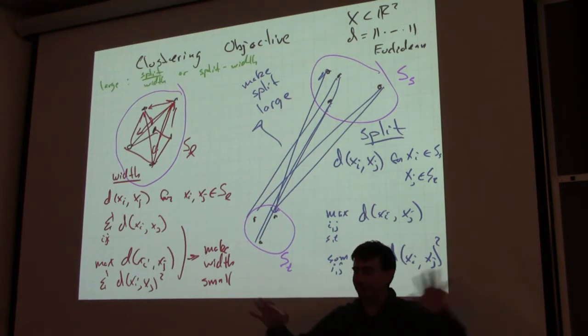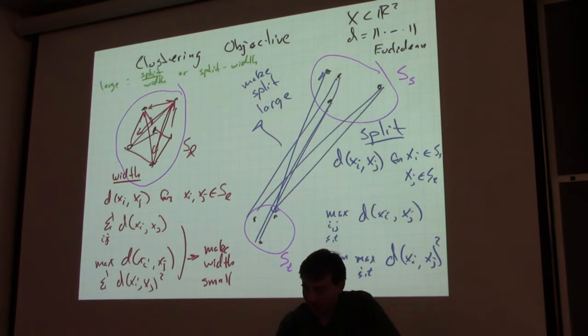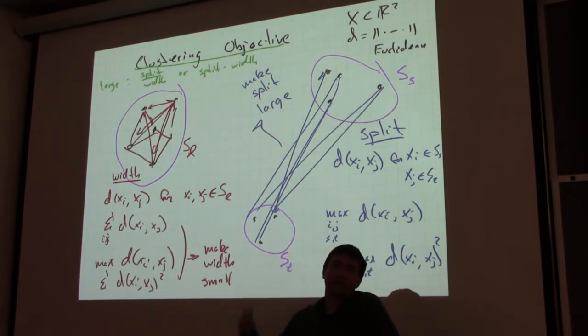Okay, so this is a fairly vague and high-level way of thinking about what clustering is. We somehow want to use the distance to come up with some formulation and then somehow optimize that formulation.